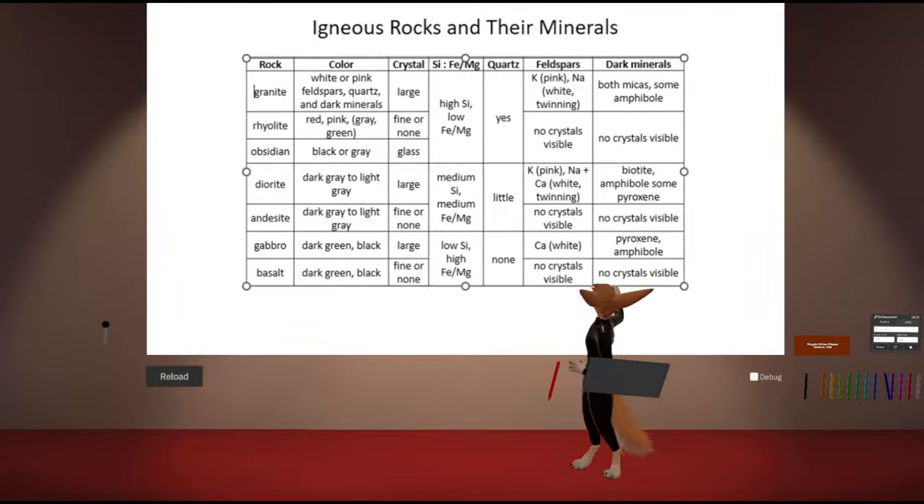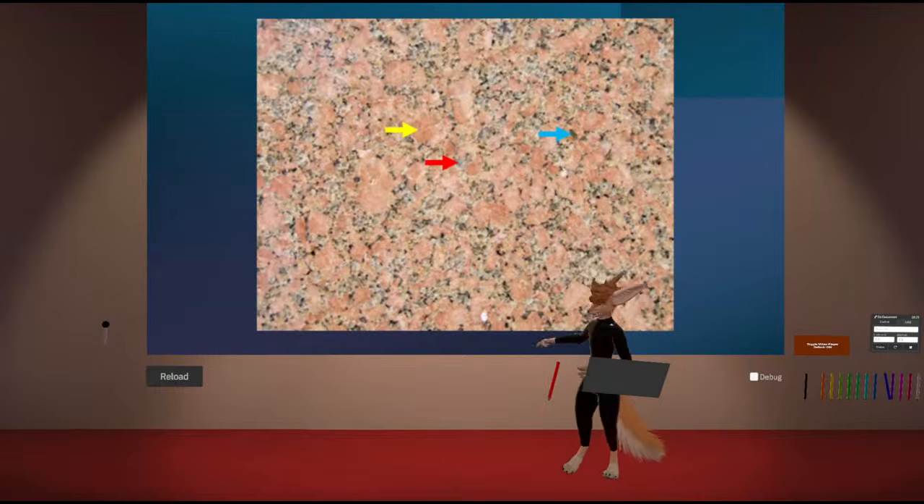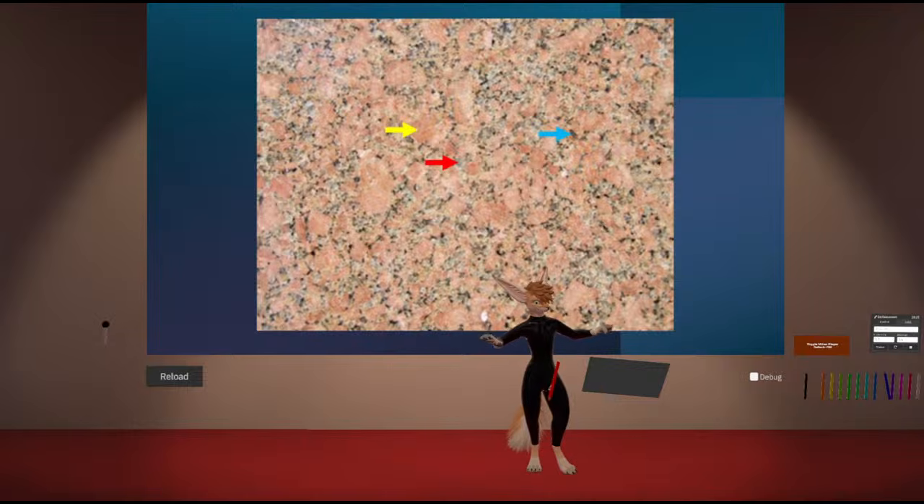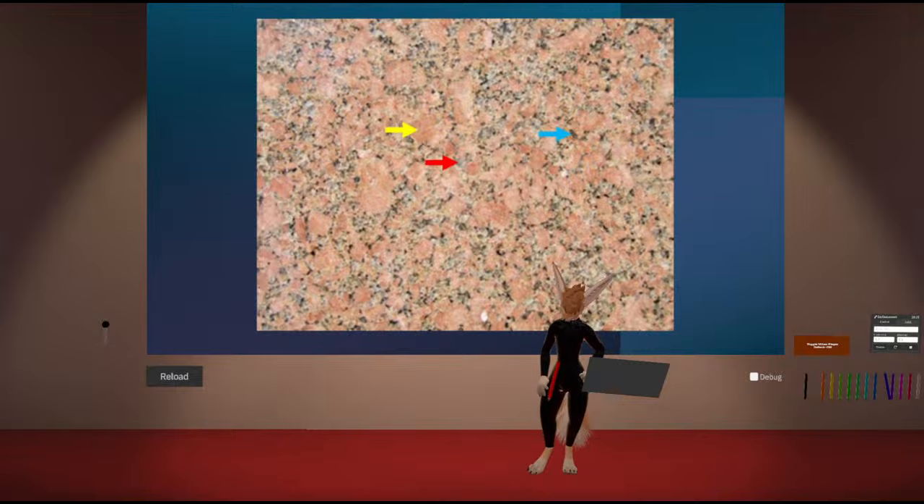All right, let's go. Let's do it. Can anyone in the audience try to discern what this rock is? Granite. Someone said granite. That's correct.